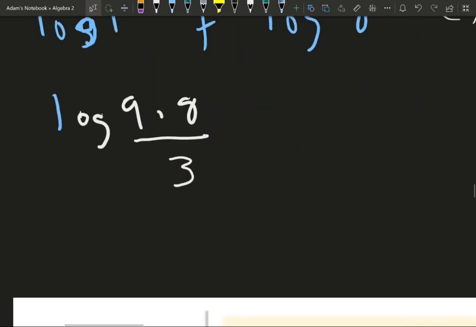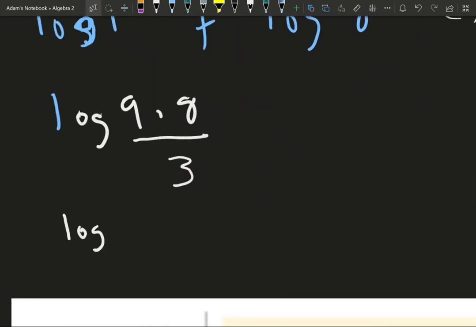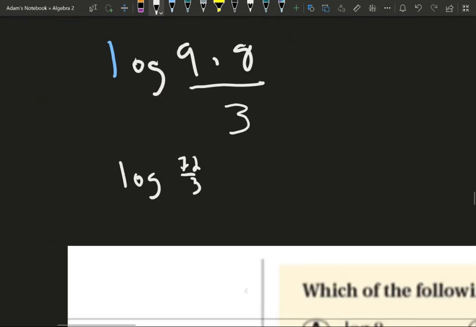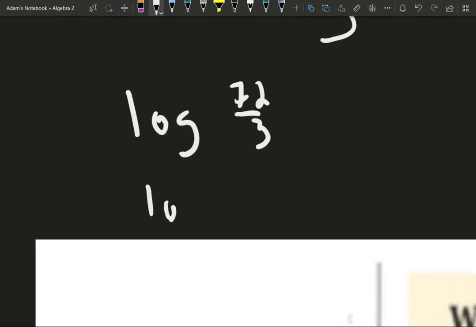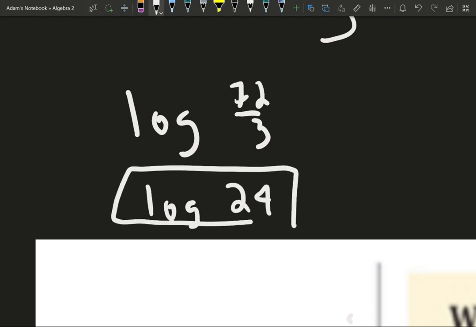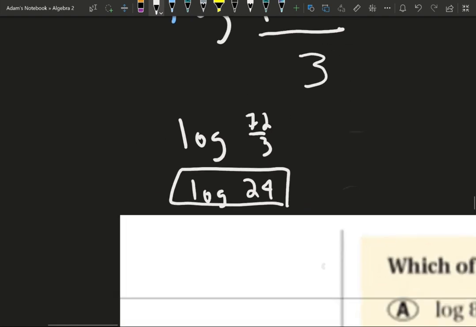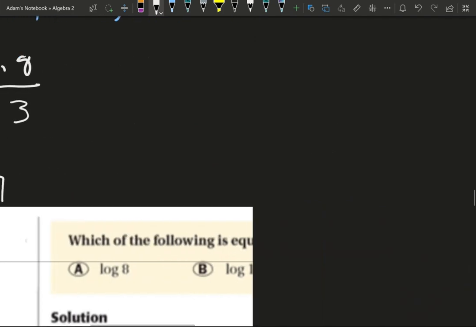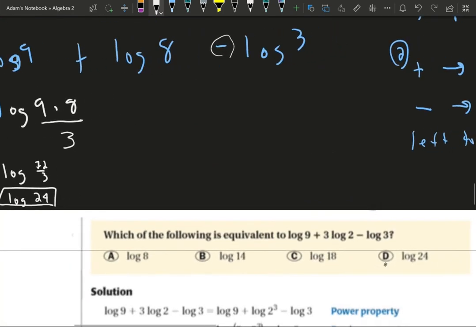So that comes out to be log of 9 times 8, of course, is going to be 72 over 3. All right, and I'm running out of room right here, so that ends up being log of 72 divided by 3, of course, is going to be 24. So that's going to be log of 24. And that is my answer right there. Okay? All right, so let's take a look here. So that's why, going back here, there's your answer right there, log of 24.